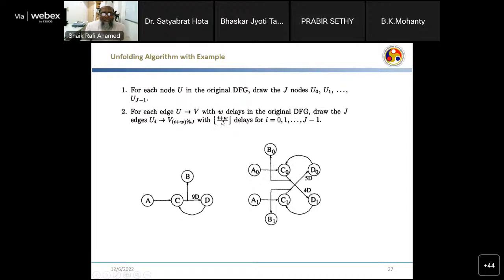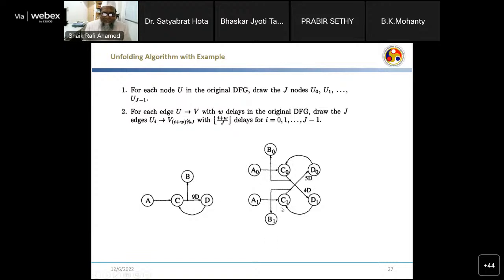And with how many delays? Floor of (I plus W) by J. I plus W is 0 plus 9, by 2, that is 4.5, floor function. Floor function means even if it is 4.9 also, we will make it 4. That is floor function. 4.999, 4.9999 also we will take as 4 only. So this is 4 delays.